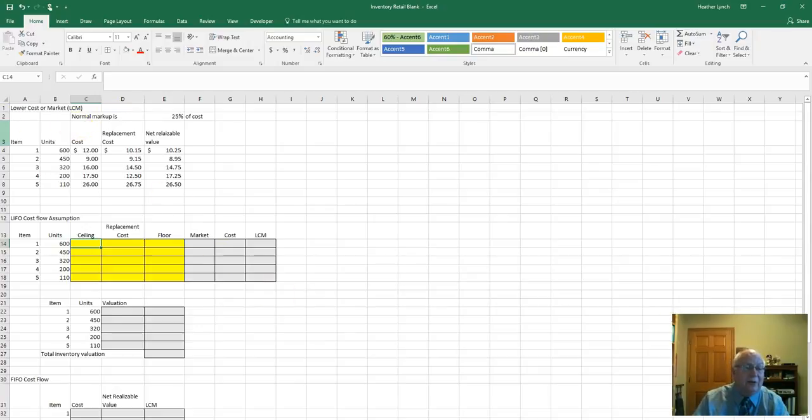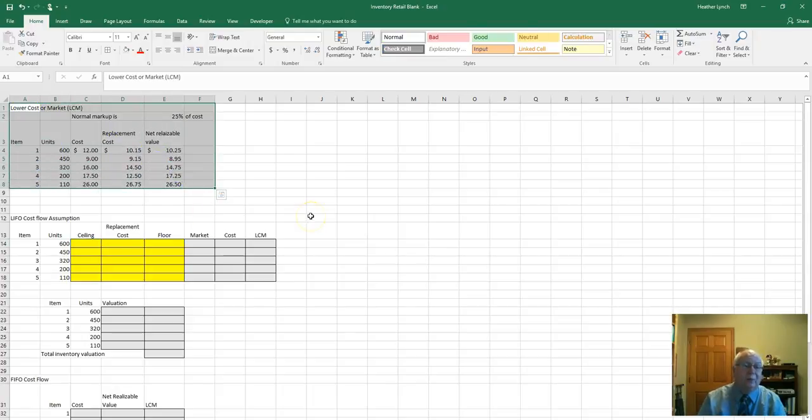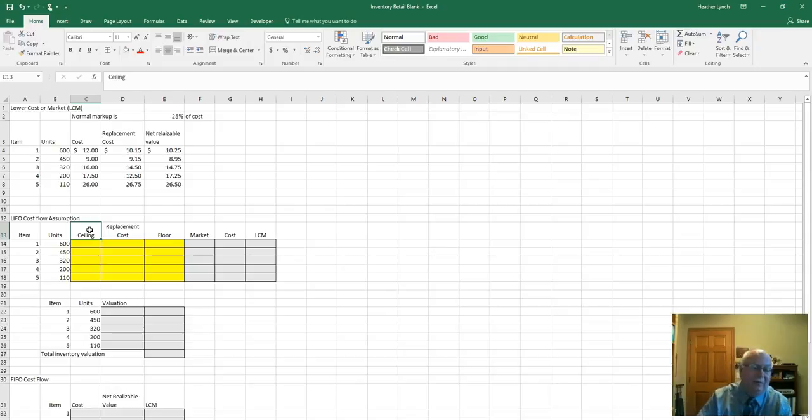And what we have up here is some information. This section right here is all information. And normal markup is going to be 25% of cost, which we'll need for the floor. And then we have the units, the item, the cost, and replacement cost is given. Now net realizable value is also called the ceiling price. And that's your market price minus any reasonable selling costs that you may have. So what we'll do is we'll copy those down. That's the 1025. And we'll just simply copy those down here.